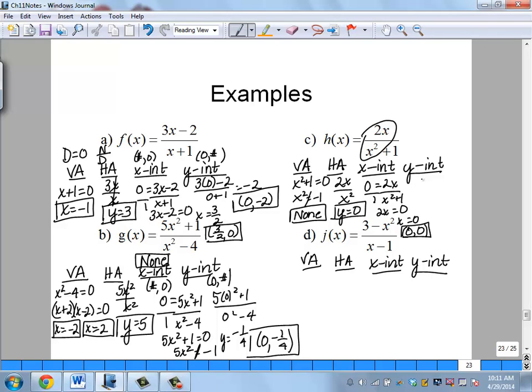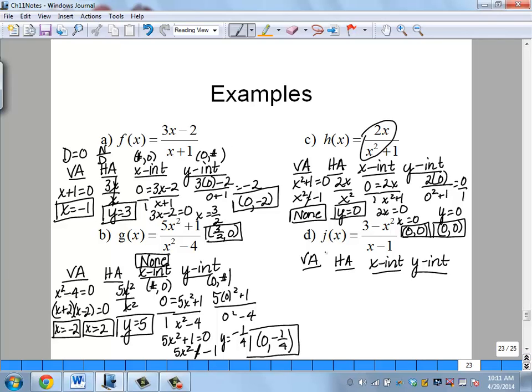Y-intercept is where x is a number, 0, so I can put 0 in for x. So I have 2 times 0 over 0 squared plus 1, which is 0 over 1 or 0, so y equals 0. So again, the y-intercept is the origin, and that makes sense because it is both the x-intercept and the y-intercept.